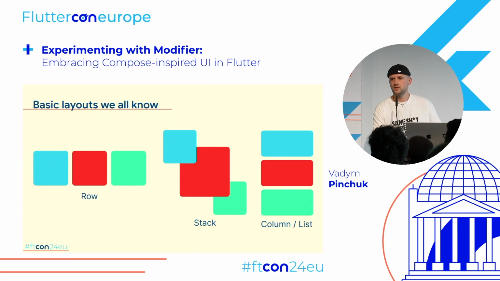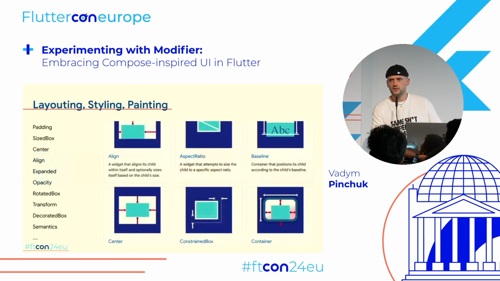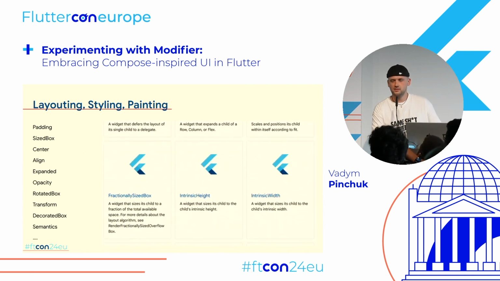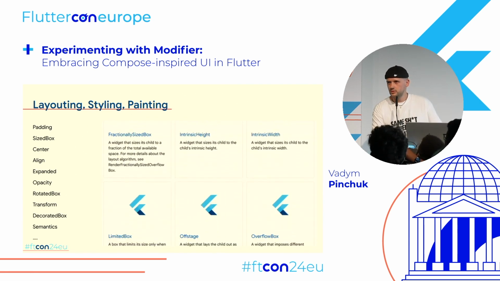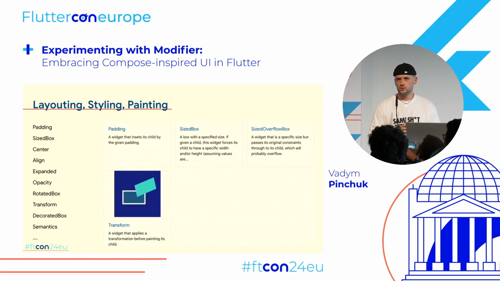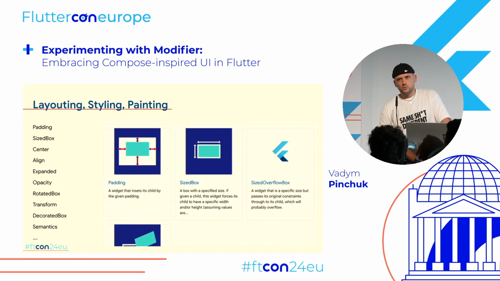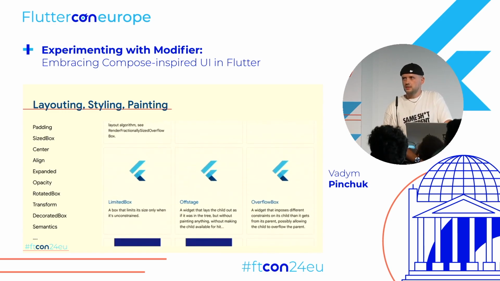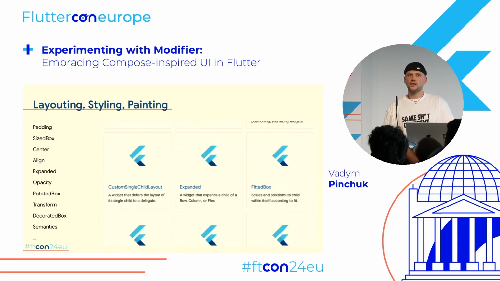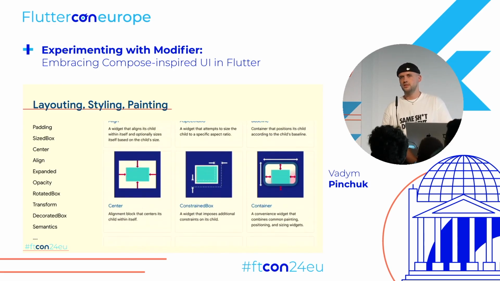Then we have layouts. Layouts are row, column, wrap. Depends on your needs, depends on what you want to do. And then all the others, let's call them service widgets, because I don't want to say it's layouting or styling or rendering widgets. It's service. They serve us to decorate our main visual components. So padding, sized box, align, many more. And it is actually where modifier is really useful.